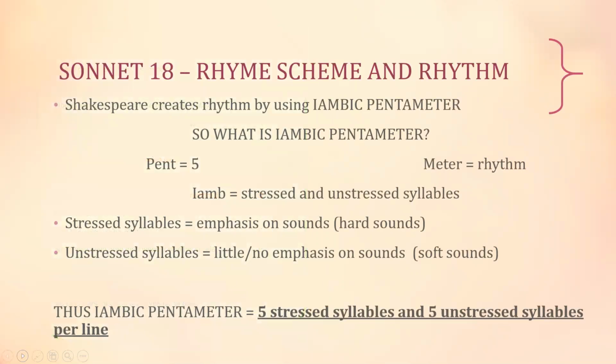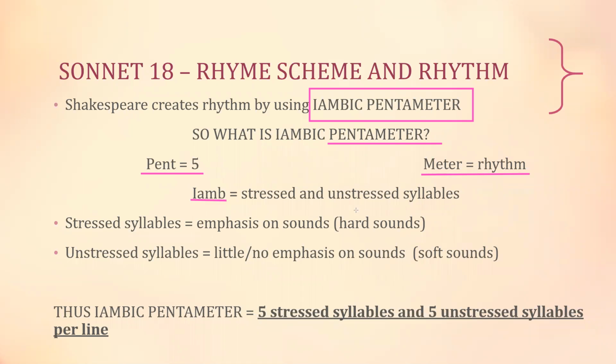So, how does Shakespeare create rhyme scheme and rhythm? He creates rhythm by using iambic pentameter. Big word, what does that mean? Don't worry, we'll break it down for you. If we break down this word, pentameter first: pent is the prefix for 5. Meter means rhythm. Iamb is the stressed and unstressed syllables in words.